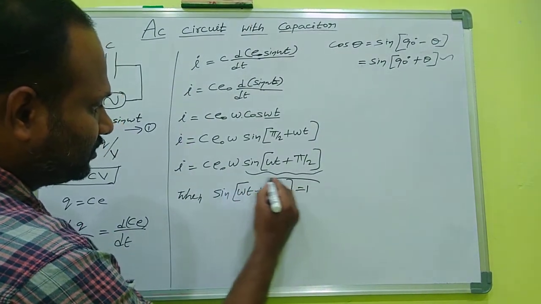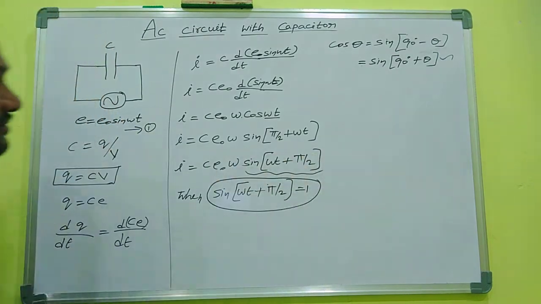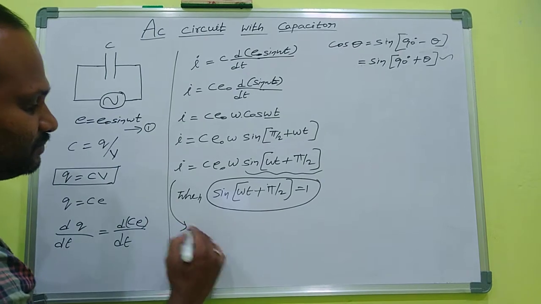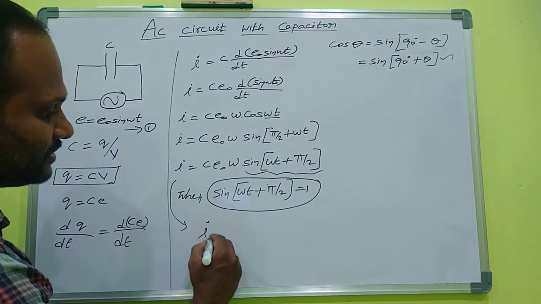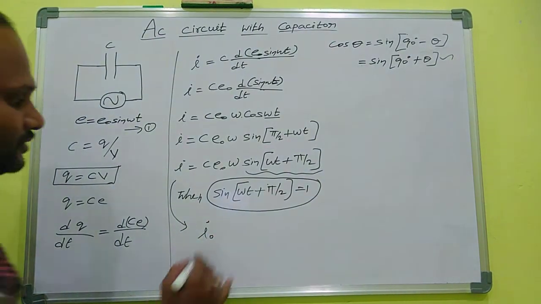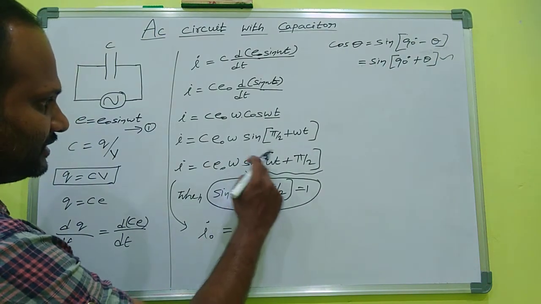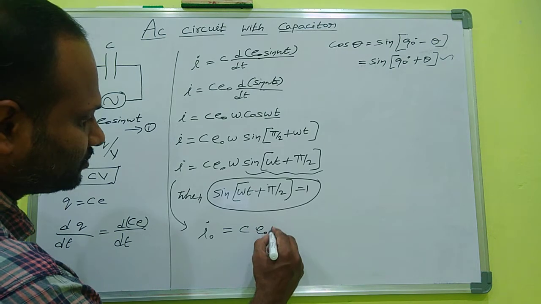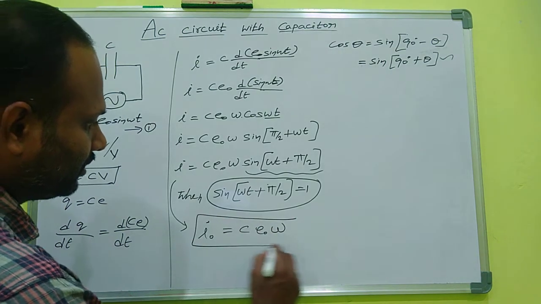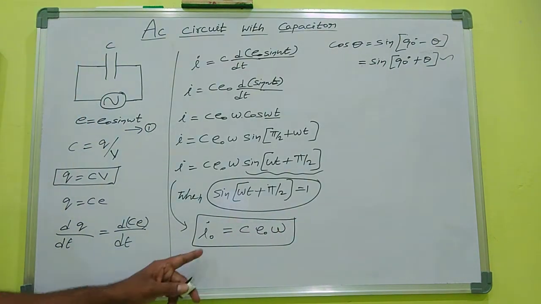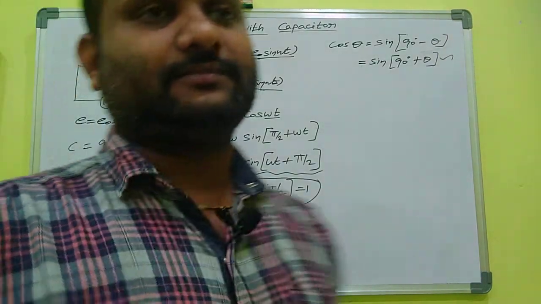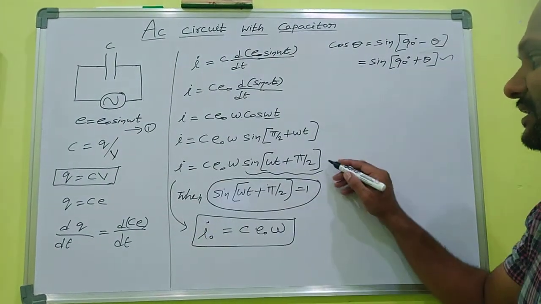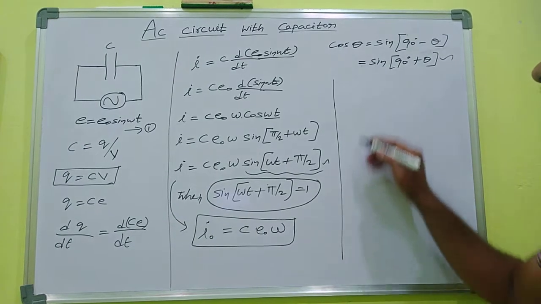That means this value goes to 1, this value reaches 1, then the current goes to its peak value, then the current becomes I naught. So I naught is equal to, and this value goes to 1, the remaining term is C E naught omega. This is the maximum value of the alternating current, I naught, peak value. Substitute this I naught in this expression, then the expression becomes what?